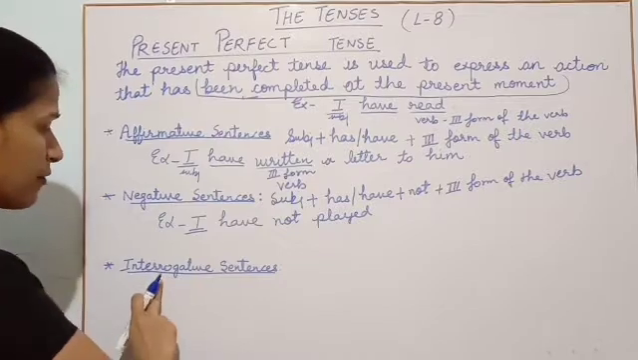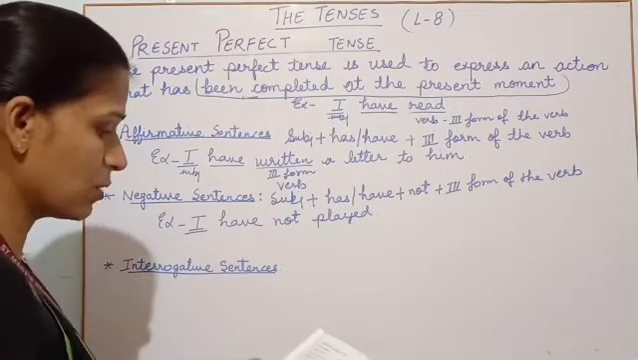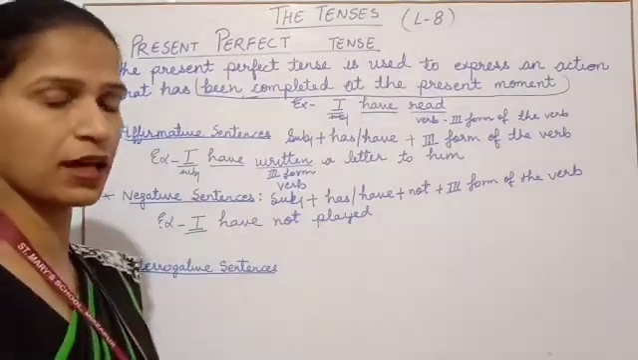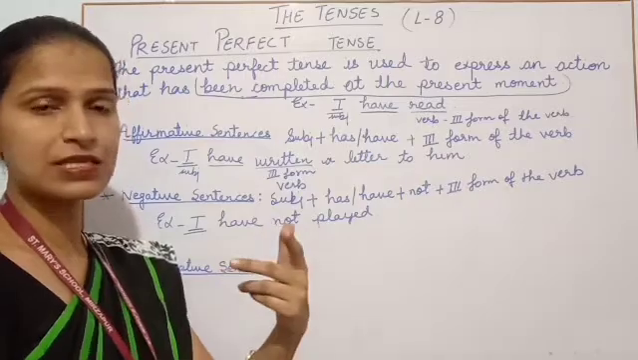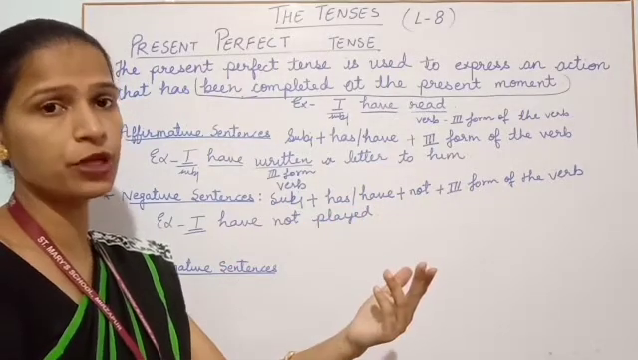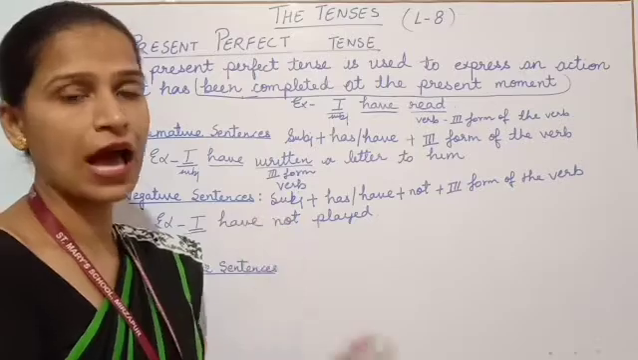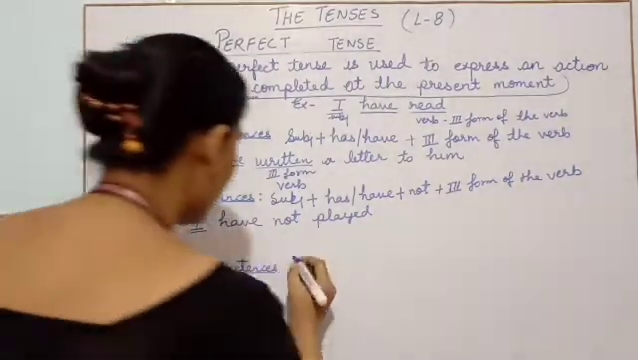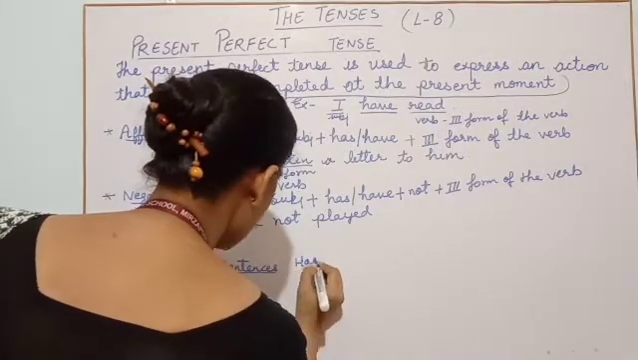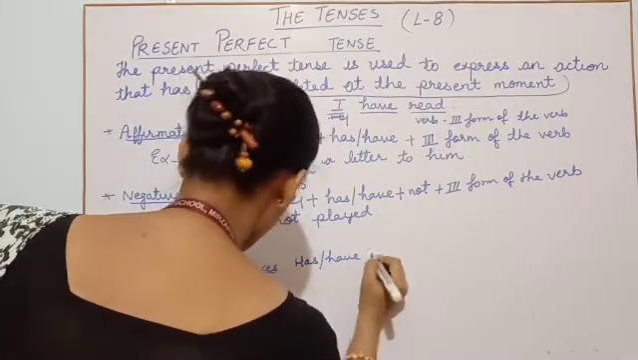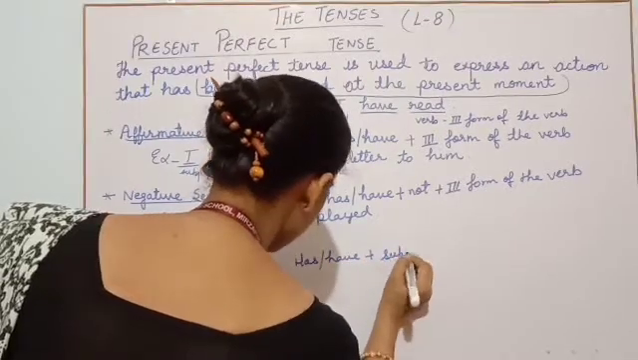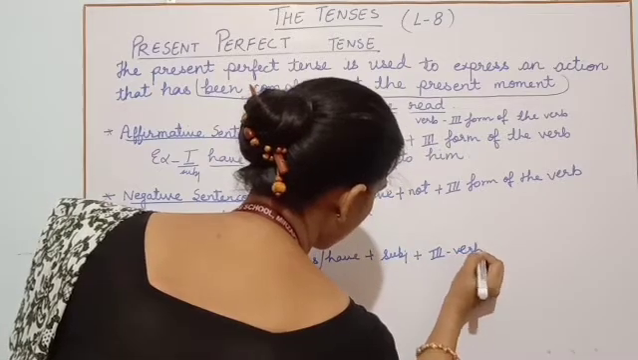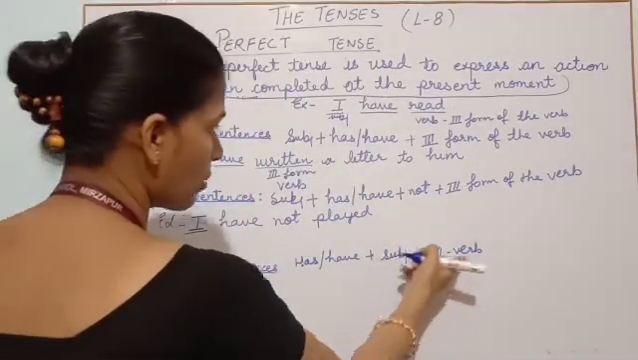Now we have interrogative. Interrogative is question words. Now see what it says. In the same manner, like we have studied in present continuous tense, we have two kinds of it. One will start with a question tag or question word, you can say. One will start with has or have. I'll be writing both the formulas for you. Has or have plus subject plus third form of the verb. By this I think you can make out I am talking about the third form of the verb.